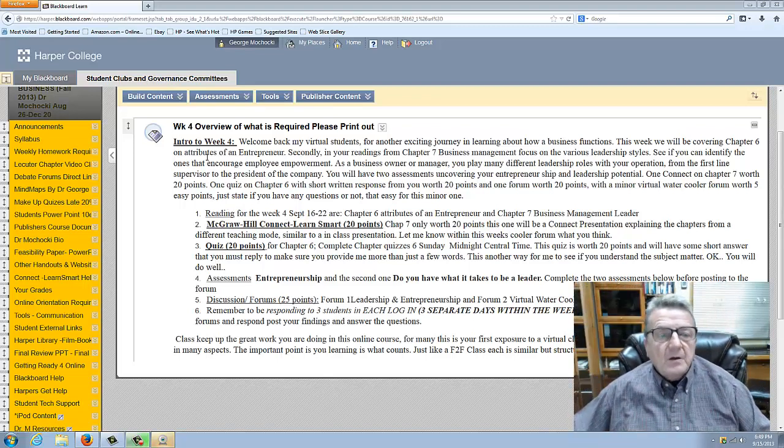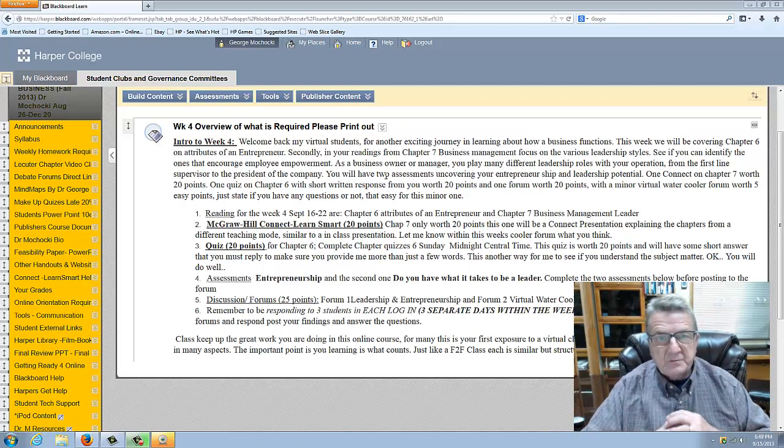McGraw-Hill Connect. Okay, what do we have this week? I'm already in Week 4. I opened it up. Make sure you always print out what's required for the week. This week we're going to be covering two chapters: Chapter 6 is entrepreneurship, and Chapter 7 is on leadership. I have two assessments that can be tied together. It's going to be at the beginning. So remember, always print out what's required for the week.